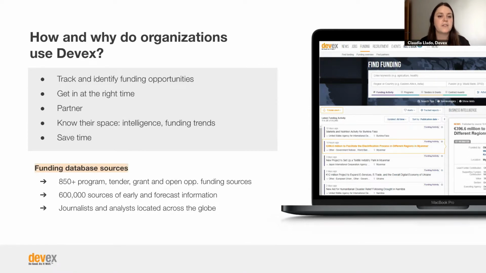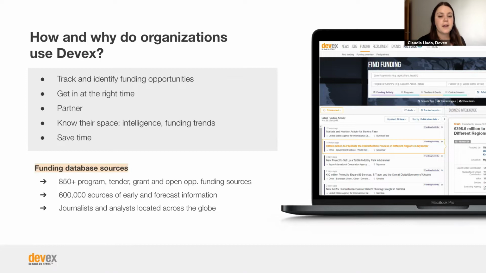Now, another important reason to use Devex is to partner and to do competitor analysis. As we know, partnering is a key part of development funding. It's particularly important when you're trying to diversify your funding sources or are looking to work with a funder or in a region you haven't worked in before. Members use the contract awards database to assess which organizations have won contracts with donors in specific regions in the past, and therefore are the strongest to partner on a certain proposal, but also to do some competitive analysis as well.